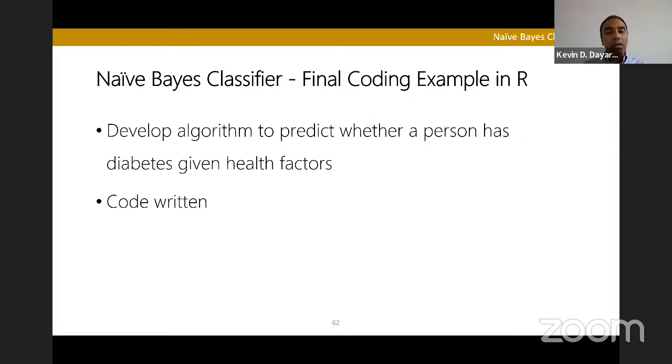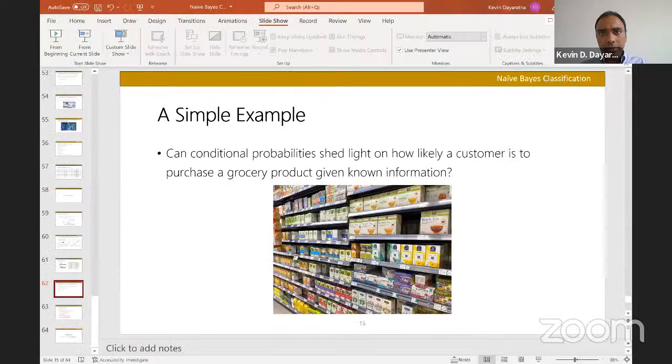So I have an algorithm to predict whether a person has diabetes given factors, and the code is written. So I will stop sharing my screen now. Before I get to the code, does anybody have any questions?